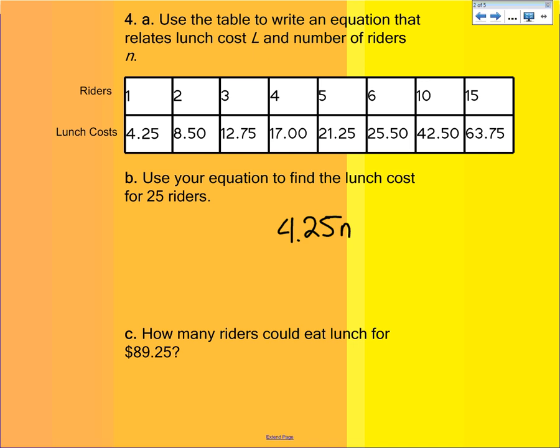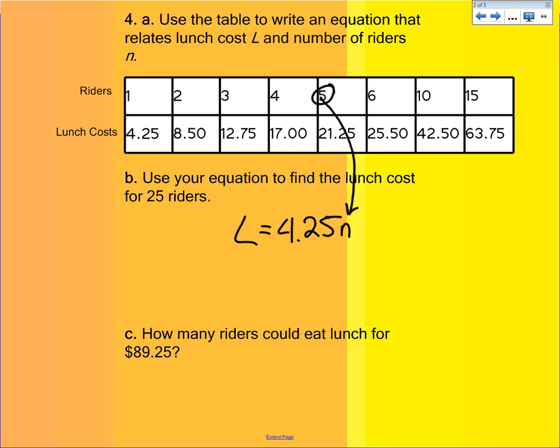So let me rewrite that a little bit neater. And you have to ask yourself all the time, what am I solving for? Am I solving for riders? No, I know that I can have any amount of riders. I want to know how much it costs for any amount of riders. So if I have 58 riders, how much is that going to cost me? And we're using L to represent lunch cost. So L equals 4.25N.